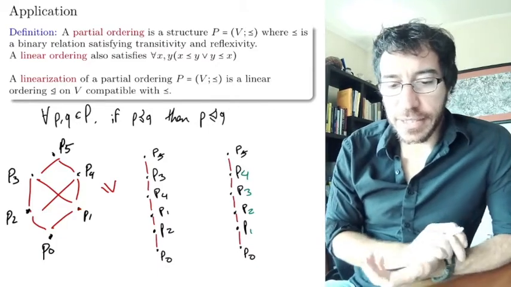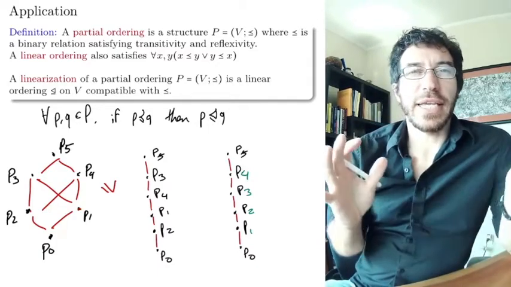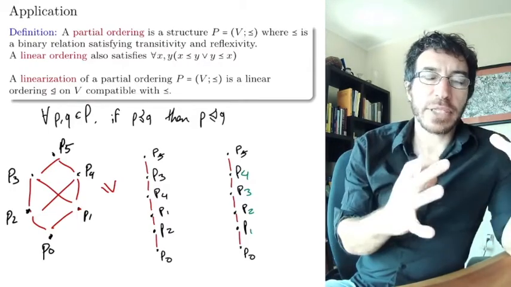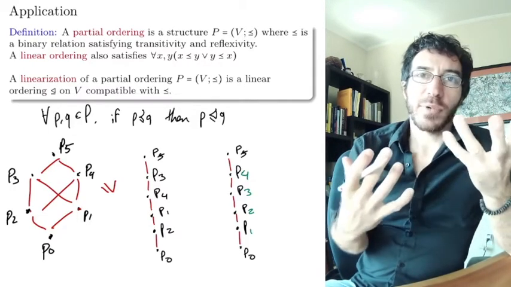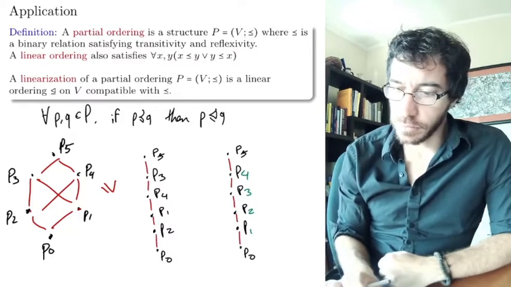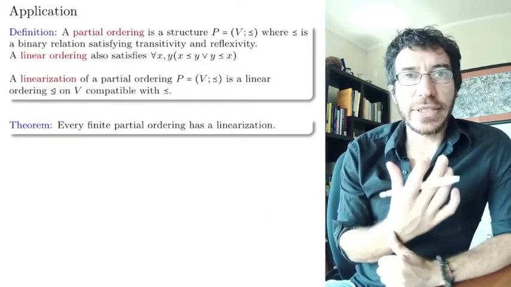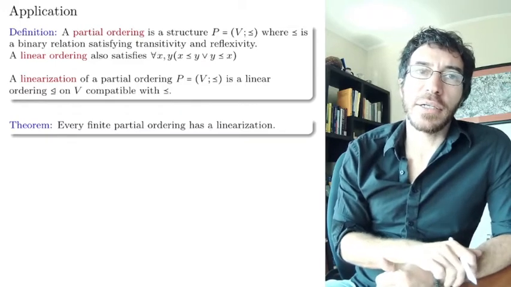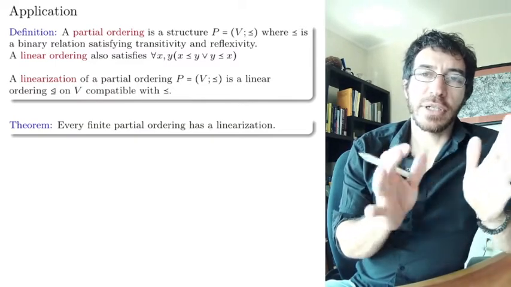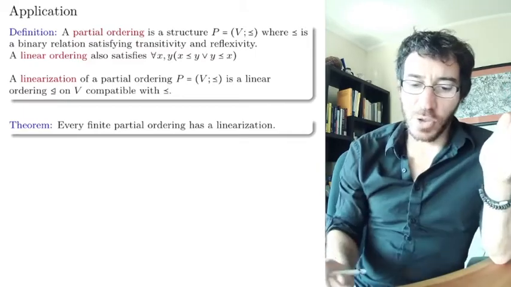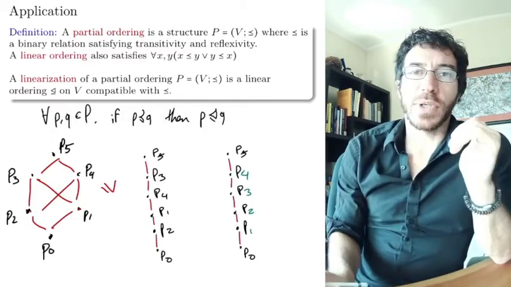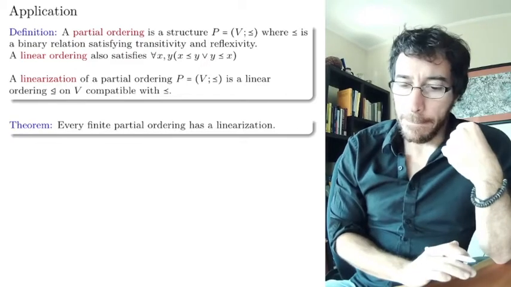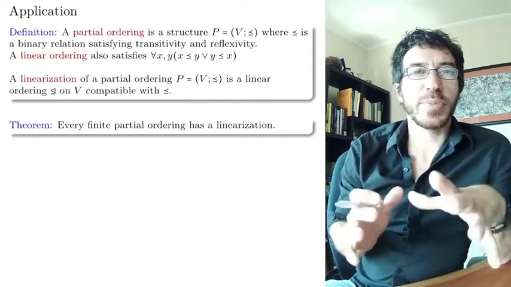In this very simple example, it's very easy to say how to linearize. But if you have a more complicated partial ordering, this takes a bit more work. There's a theorem that says, you can prove, that if you have a finite partial ordering, you can always linearize it. So you can always do this process of making it into a linear ordering by adding more relations to the things that were incomparable. When you have a finite ordering, this proof is not very hard.